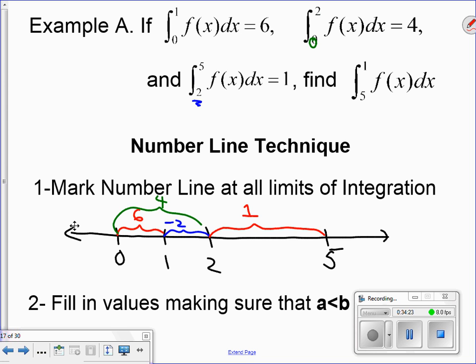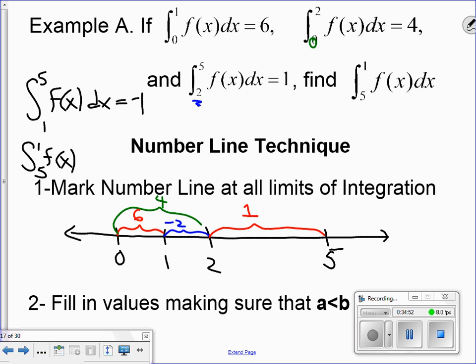Everything with the number line technique looks left to right. So what they're asking us for is the definite integral from 5 to 1. Before I answer that, what would the definite integral from 1 to 5 be? From 1 to 5, it'd be -1 because it's -2 plus 1. That's -1. So they want us to say what the definite integral from 5 to 1 is going to be. It'll be +1. Ta-da! The number line game. Oh, technique. Isn't that fun?